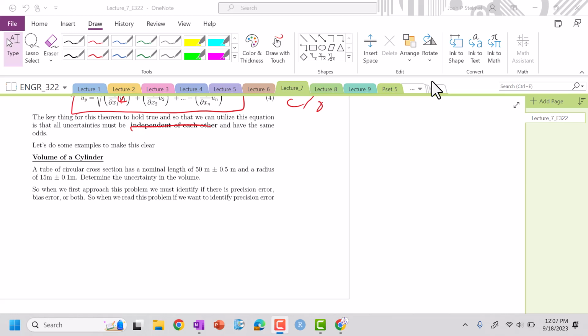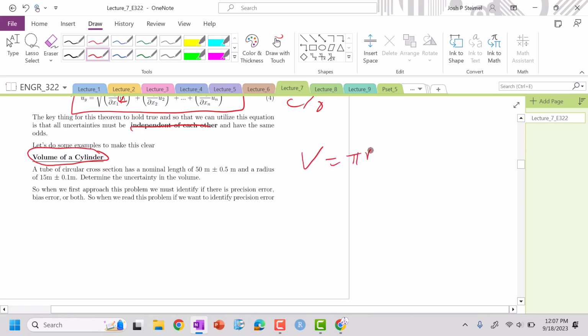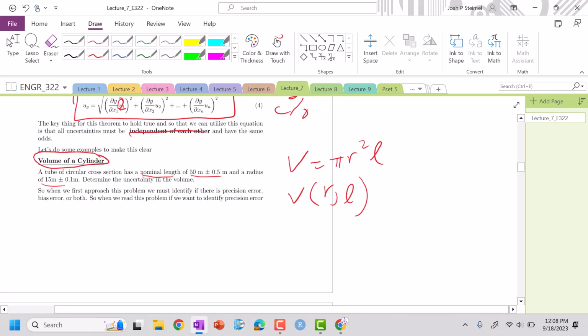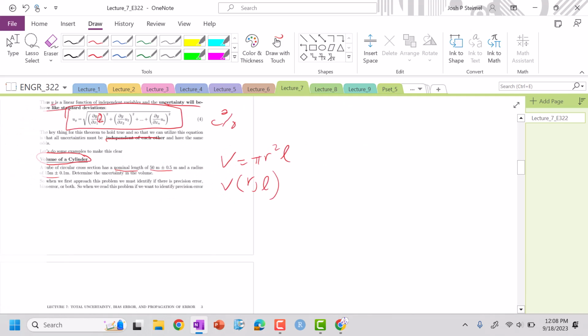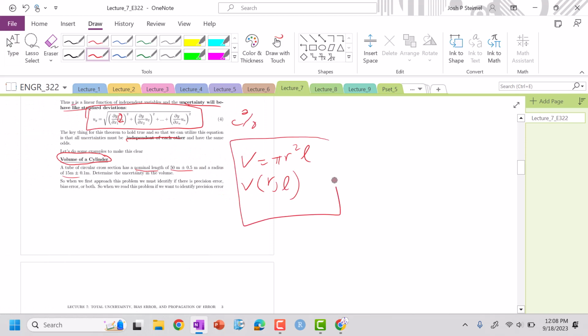All right, so let's go ahead and look at an example where we have the volume of a cylinder. Volume equals pi r squared L. So I have a function volume that's a function of two variables, r and L. I have a tube of circular cross-section, a nominal length, and a radius, and I need to determine the uncertainty in the volume.